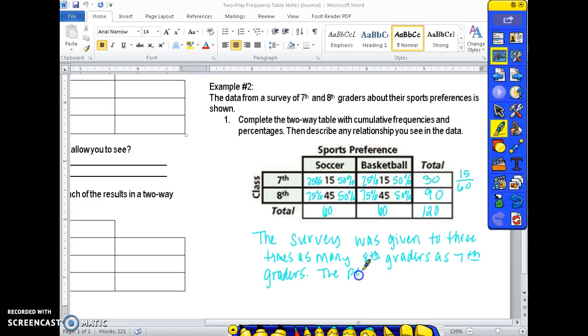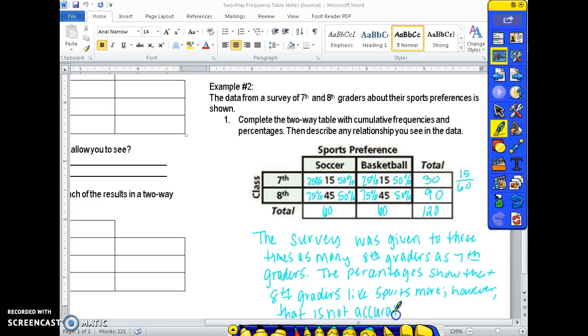So the percentages show that 8th graders like sports more. However, that is not accurate. In order for you to have an accurate survey, you have to survey the same amount of 7th graders as 8th graders, so this survey is not accurate.